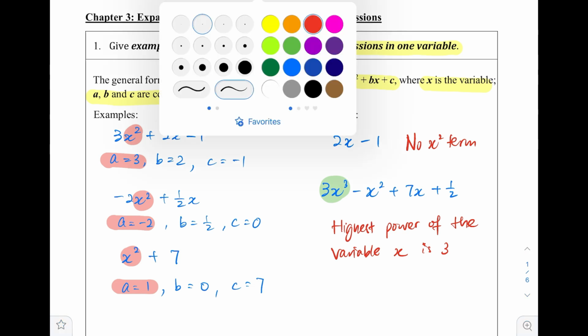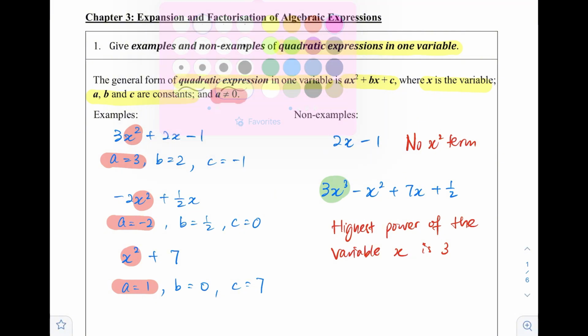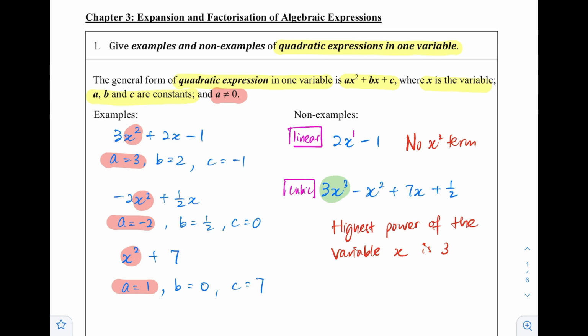Such expressions also have special names. The first one is called a linear expression, because the highest power of x, the variable, is 1. The next example, we call it a cubic expression because the highest power is 3. So these are examples and non-examples of quadratic expressions.